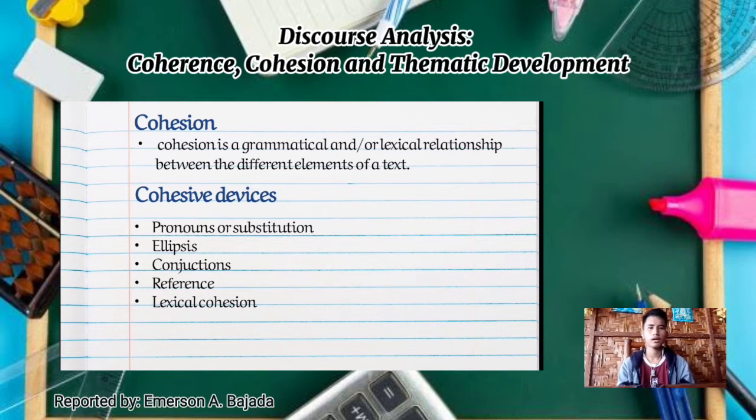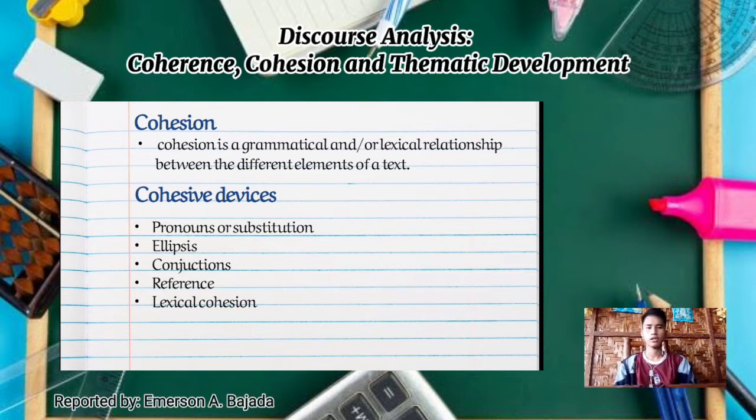The second one is ellipsis. Ellipsis is the deletion or omission of a linguistic item or a word. It can be interpreted as a form of substitution in which an item is replaced by nothing. For example, where are you going? You will reply, to town, instead of I'm going to town, to make your response shorter.